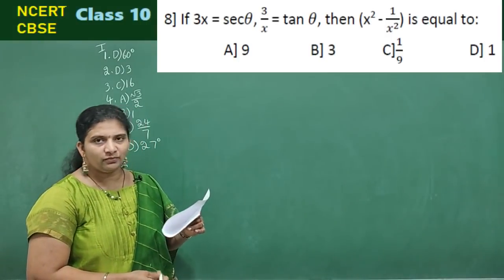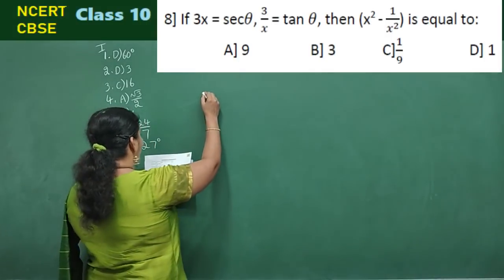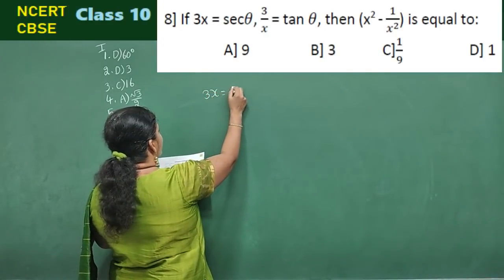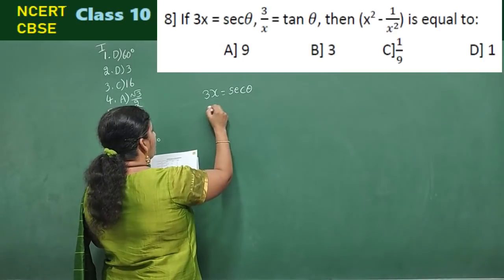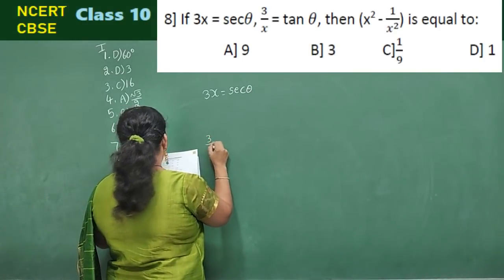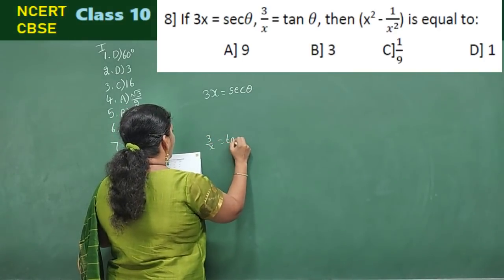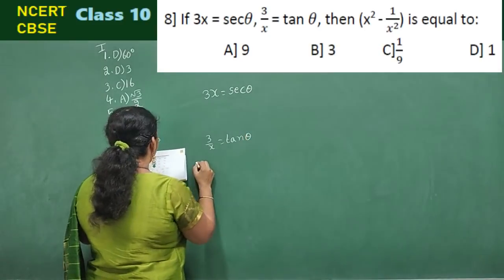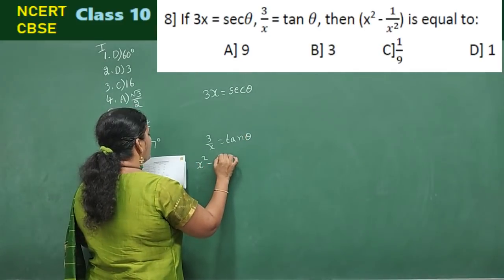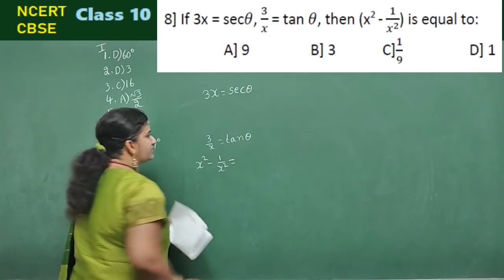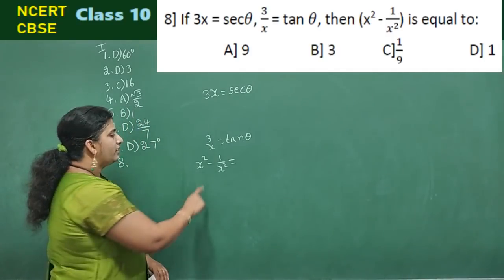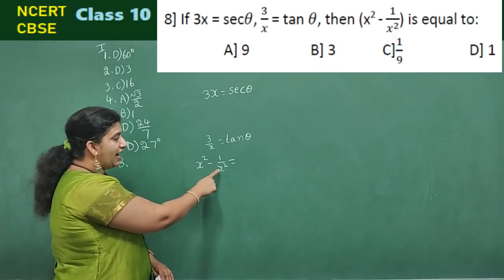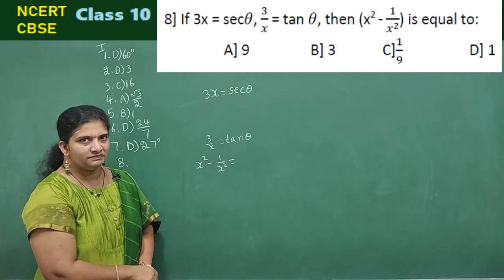Coming to your 8th question. If 3x is equal to secant theta and 3 by x is equal to tan theta, you need to find x square minus 1 by x square is equal to how much? Observe the question carefully. I need x and I need 1 by x here.